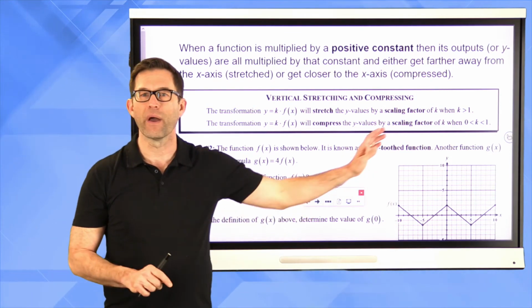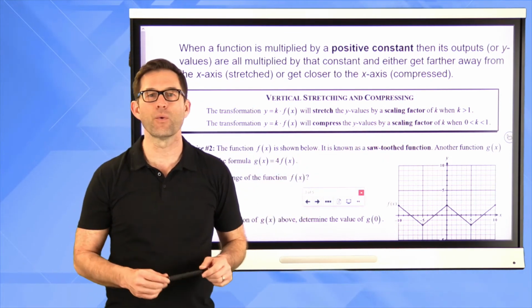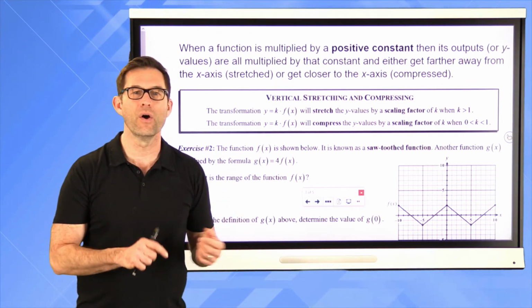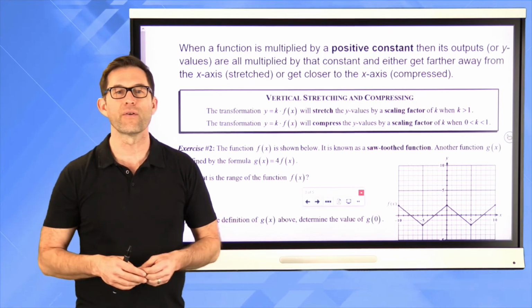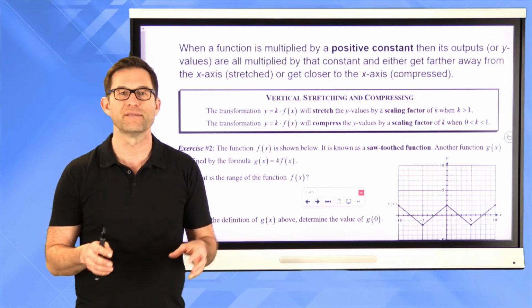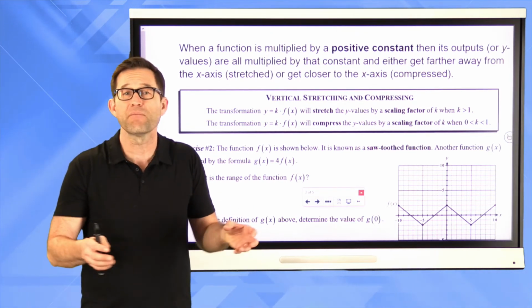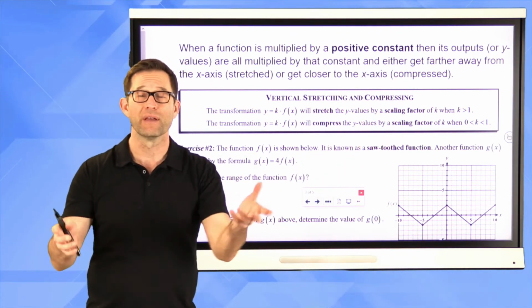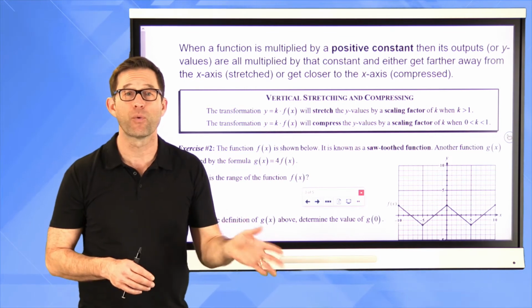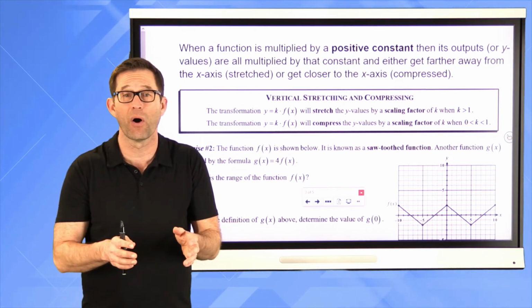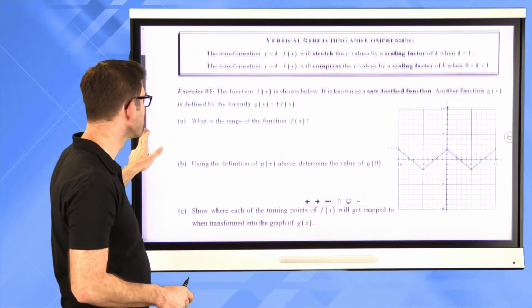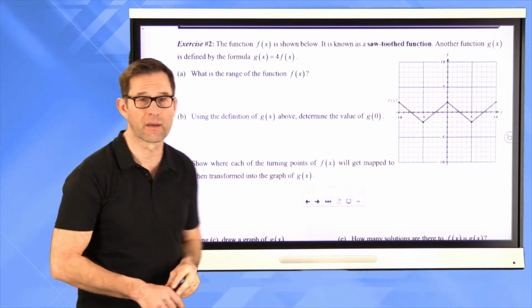And this, by the way, should look a little bit familiar also to what we talked about with exponential functions, right? Exponential functions grow if their bases are greater than 1, and they decay if their bases are between 0 and 1. And again, it basically gets down to the fact that if you multiply by a number larger than 1, the result gets larger, and if you multiply by a number between 0 and 1, the result gets smaller. Same idea here. So let's get into some examples of vertical stretching and compressing.